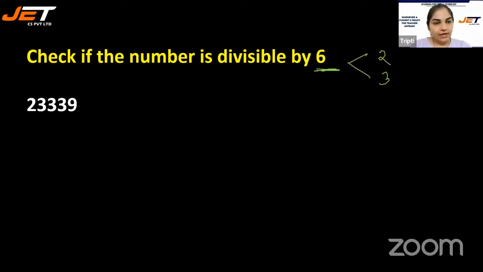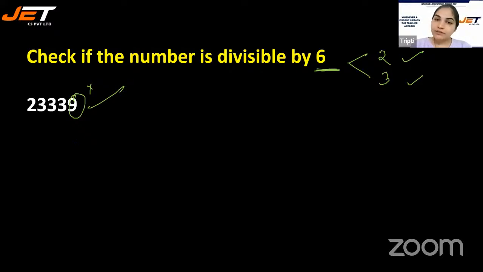Next, let's see. First, we will see for 2. Is it divisible by 2? No, it's not. Then there is no use of checking for 3, because you need to fulfill both the criteria. It should be divisible by 2 and it should also be divisible by 3. If it's divisible by only one number and not by the other, then it will not be divisible by 6. So to fulfill the criteria, you need to check for both 2 and 3. Okay?